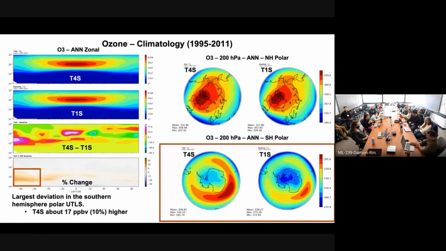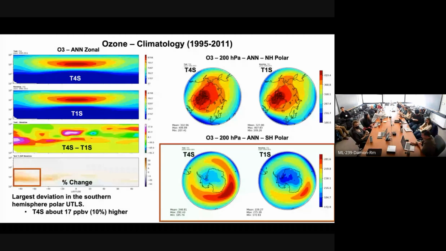The first one is ozone. So what we have here on the left is a comparison of our T4S and T1S, with differences and percent change. And overall, they look pretty similar. We do see a little bit of a difference in the Southern Hemisphere UTLS region. That's about a 10% difference.